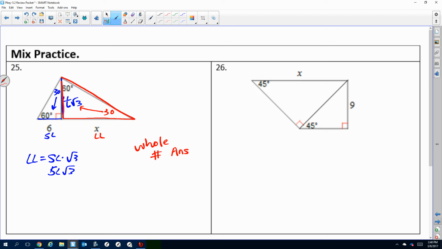Okay? So remember, start with one triangle, go to the other. The only thing I'm going to give you on 26 is the legs are congruent. Find your hypotenuse and use that to get to your next one. This ends up being the leg in the green triangle. Again, this is a whole number answer.